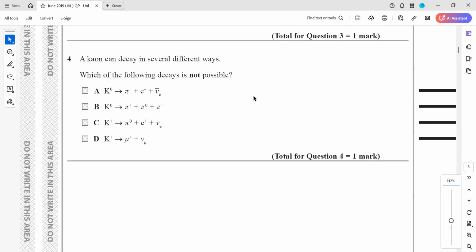A kaon can decay in several ways. Which of the following decays is not possible? First thing, if you want to check whether a decay is possible or not, check the charge conservation. Is the charge conserved?